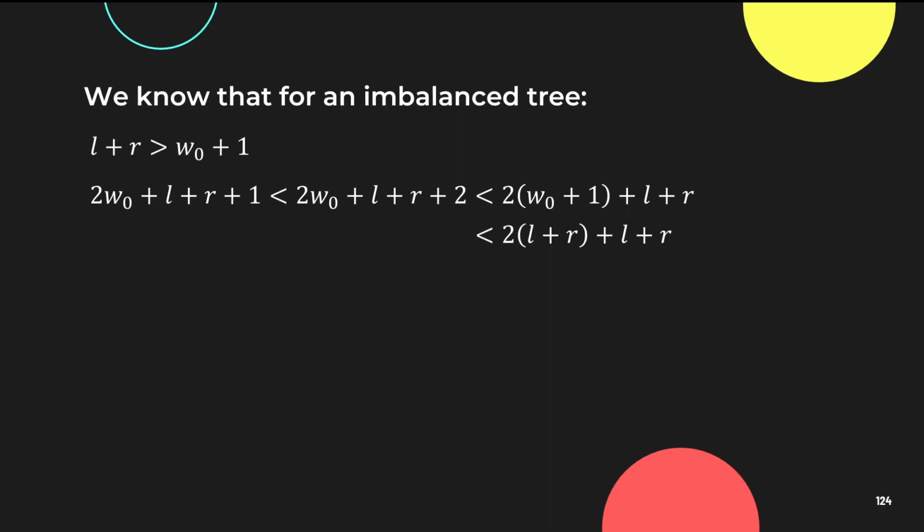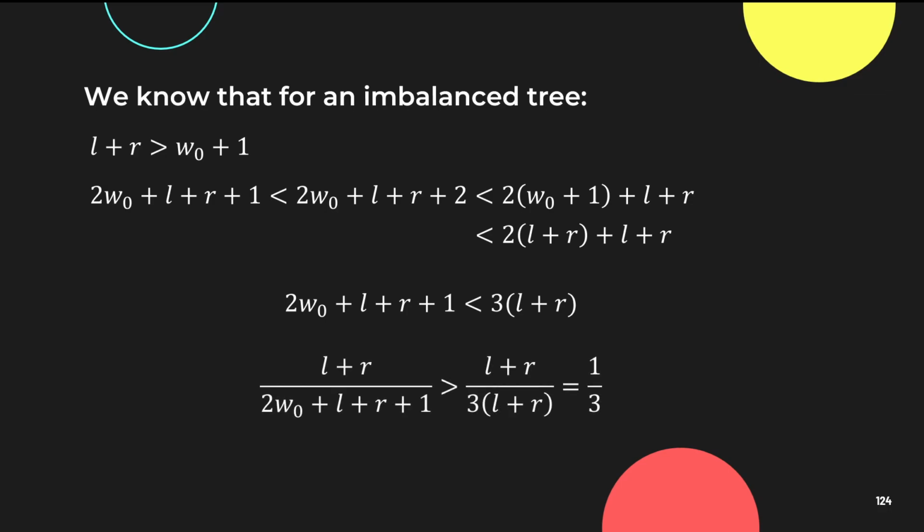Okay, because I know that W0 plus 1 is less than L plus R, right? So this should be less than 2 times L plus R, plus L plus R. Or this would be saying that the size will be less than 3 times left plus right. Okay? From this part, we can already stop in this sense. Because this part is your size. This part is your number of insertions multiplied by 3. So your number of insertions should be greater than size divided by 3. Hence, we can get the minimum bound already.